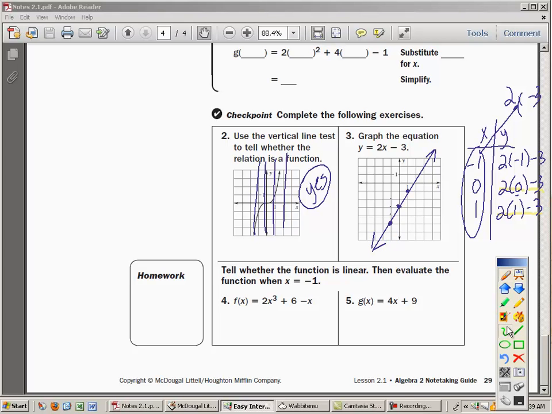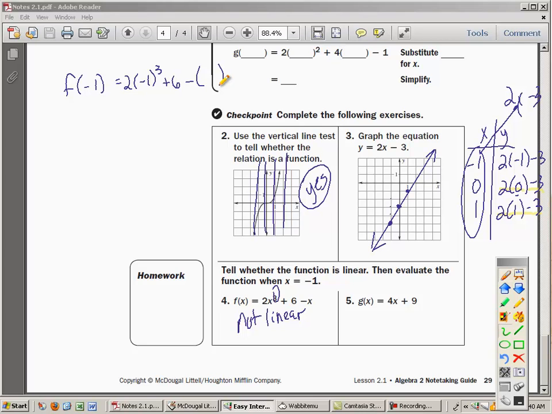How about number 4? Tell whether or not it is linear. Because of the third power here, this is not linear. And it doesn't matter that it's not linear. You can still do f of negative 1. I'm going to use some of this space up over here. f of negative 1 equals 2 times negative 1 to the third power plus 6 minus x.